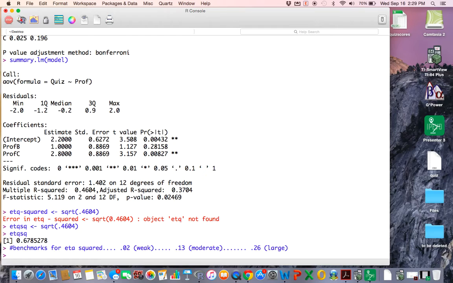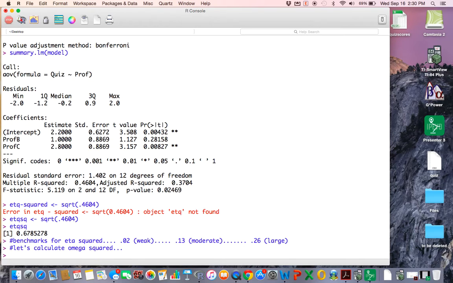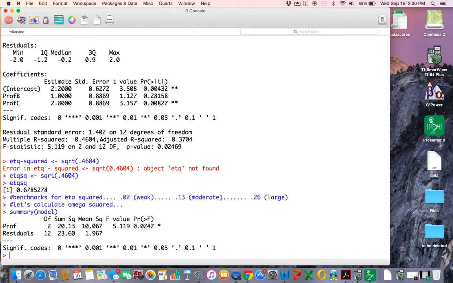The omega squared is next. So let's calculate omega squared, and to do that, we'll need our model. So I'm going to do summary of our model. I want my ANOVA, because this calculation deals with sum of squares and so forth.